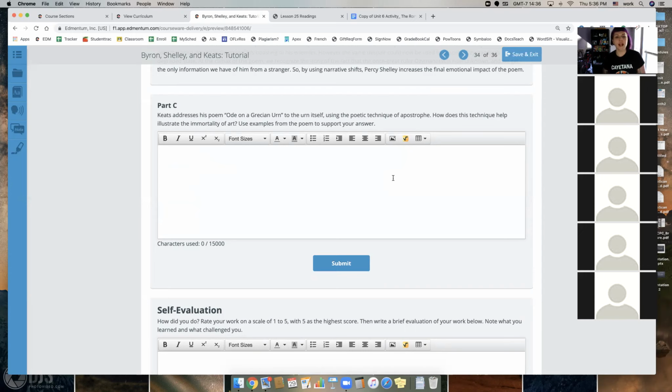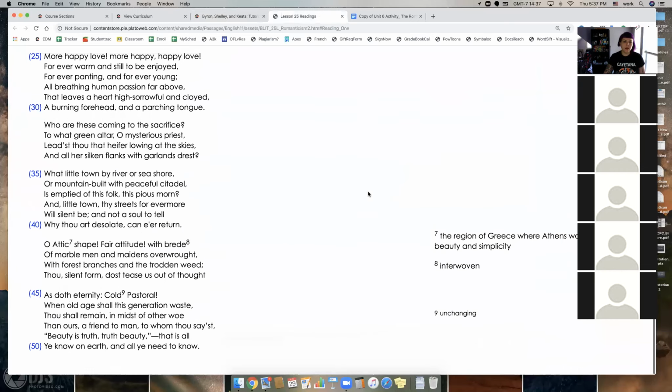Anyway. Okay, so Keats addresses his poem to the urn itself using the poetic technique of apostrophe. How does this technique help illustrate the immortality of art? So he is talking to the urn. Think about that, and think about if we talk to this object, how are we thinking about how art is more immortal, whereas humans are mortal, right? So it kind of ties back into that idea of leaving something behind, having some kind of legacy. Let's see. Not too bad.